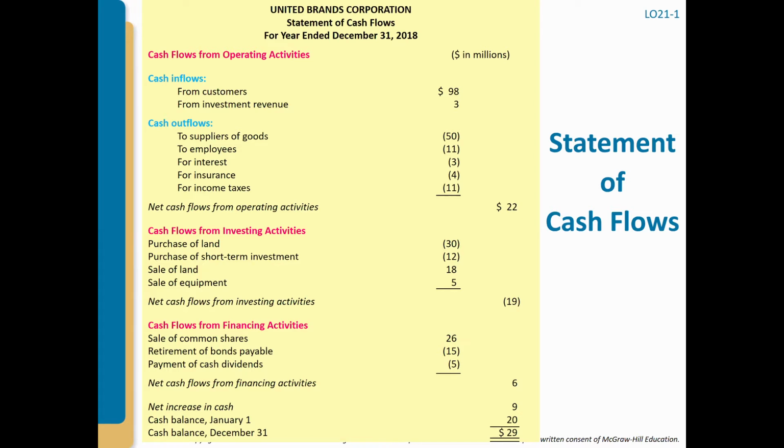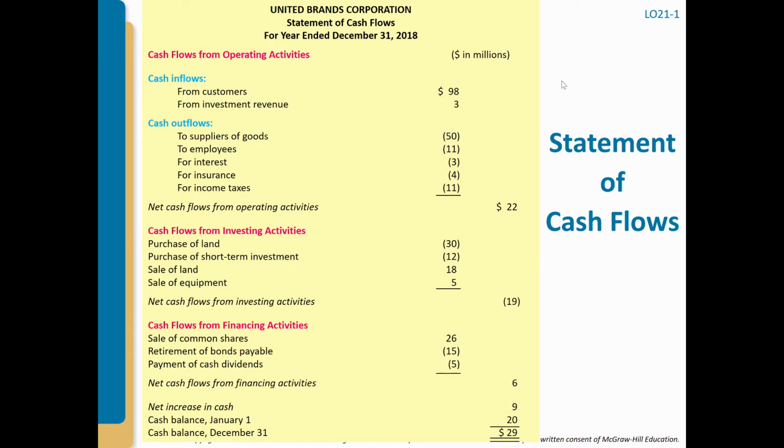Okay, let's review what we learned last time. We started chapter 21. We reviewed those basic concepts of the cash flow statement. So this is the example of a cash flow statement.